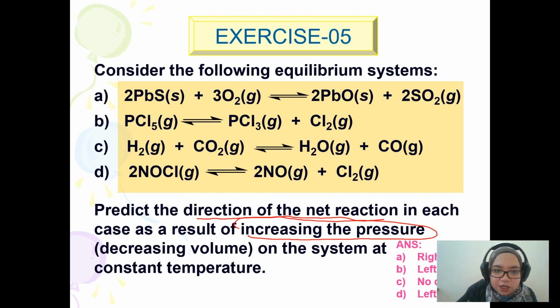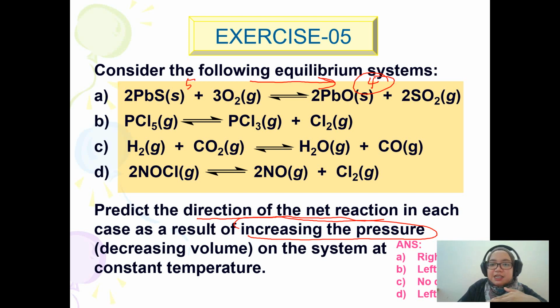So, look at this. 2 plus 3, so we have 5 moles here. 2 plus 2, 4. So, if we increase the pressure, the system will find a way to decrease the pressure. So, how do we decrease the pressure? The equilibrium position will shift to the side with fewer moles of molecules. So, in this case, it will shift to the right, because on the right there are only 4 moles. On the left there are 5. So, the equilibrium will shift to the right to decrease the pressure, right? Why?